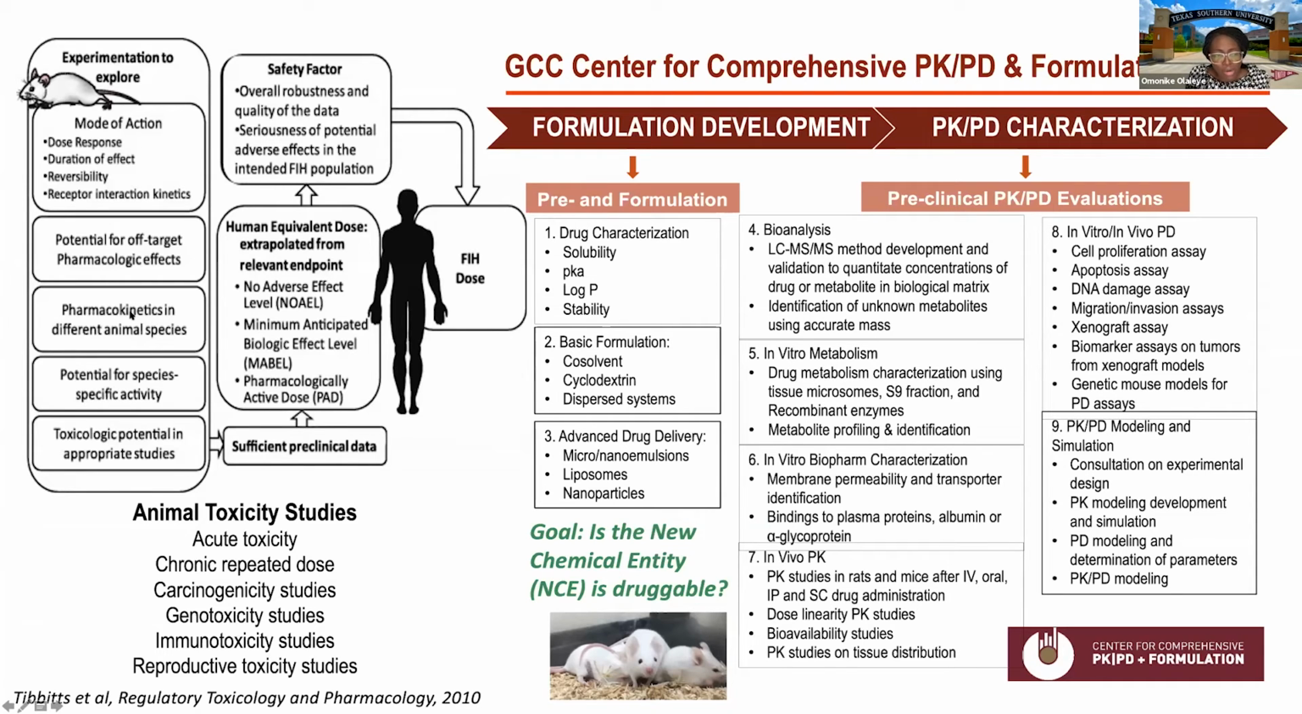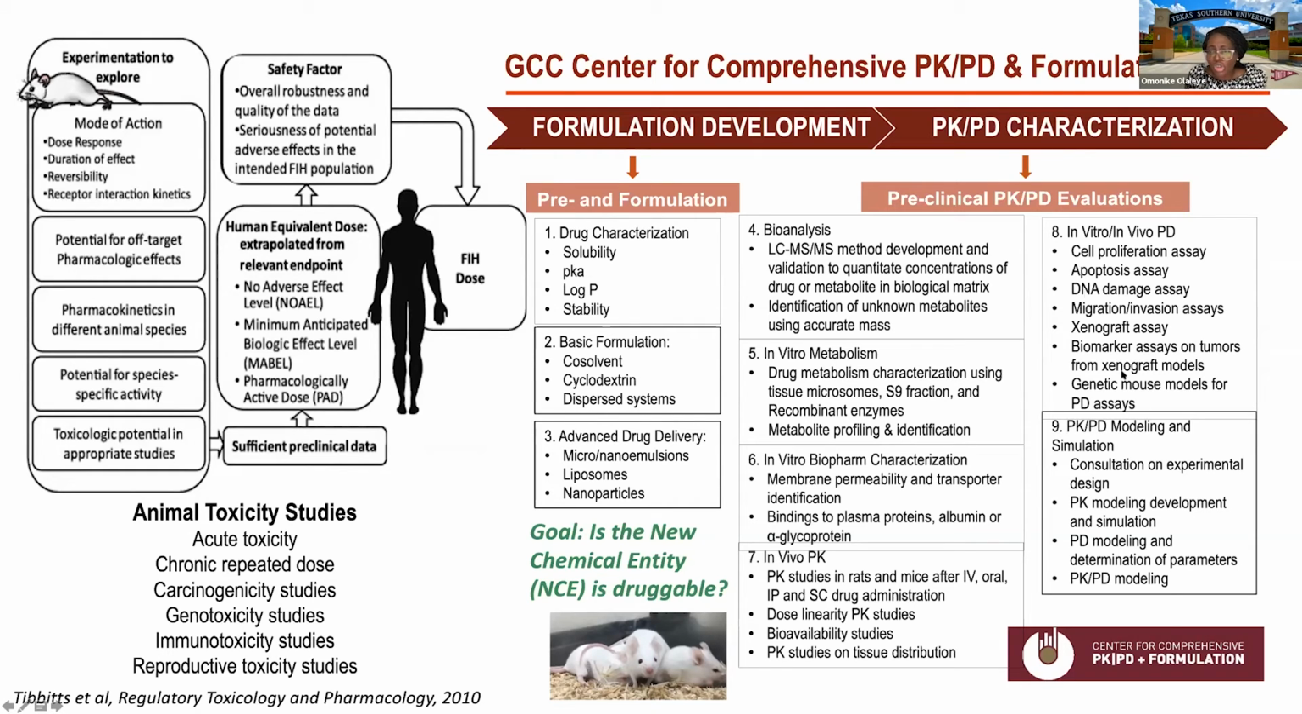So we also look at pharmacokinetics in different animal species before we go into humans. And we also look at the absorption, the distribution, the metabolism, the excretion of the drug. We also want to look at the potential for species-specific activity. Then we go ahead to look at the various toxicology studies. We do acute toxicity, immunotoxicity, carcinotoxicity, reproductive toxicity studies, all of this in animals. And then we have sufficient preclinical data to now start interrogating some more assays, which are the methods by which we test this before we go first in human.